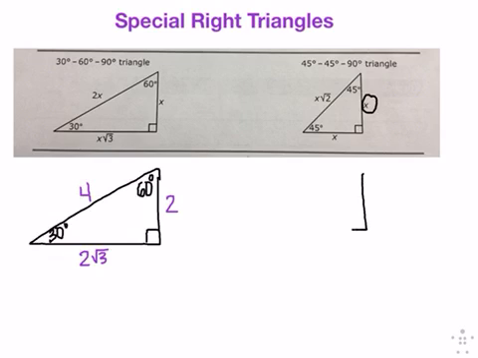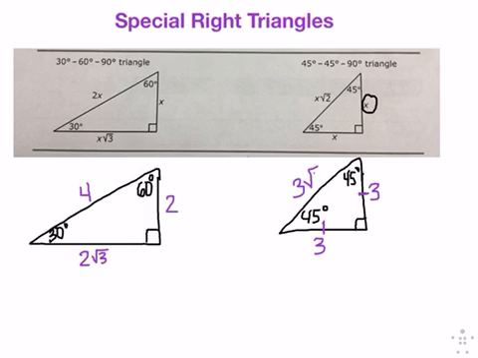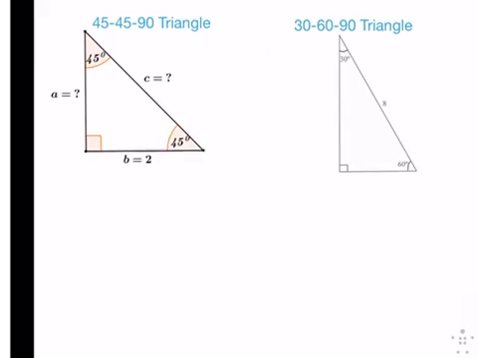So if we look at an easy example right here, let's say that I have a leg, and these are both 45-degree angles. Let's say that I have a leg that is 3 units long. Well, then the other leg, since they're going to be the same length, since they are opposite of the same degree angle, is also going to be 3. And then the hypotenuse would just be the length of the leg multiplied by the square root of 2. Let's look at some more examples.